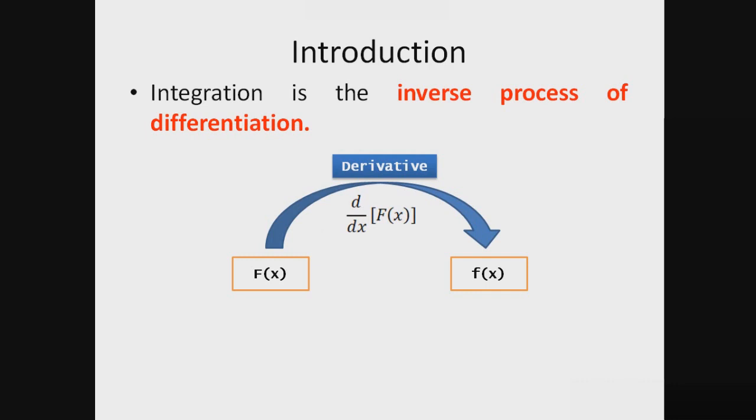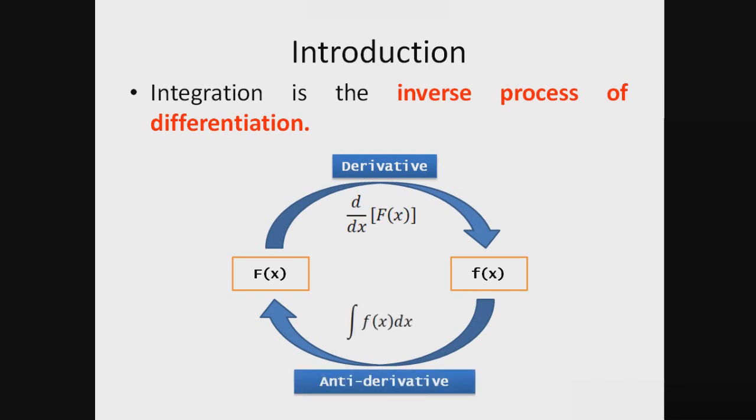Now, let's go through the backward process. The purpose of doing so is that we need to return to the original function. So we have to do the integration process on the lowercase f(x) to get back the original function of capital F(x). So this is called the antiderivative.